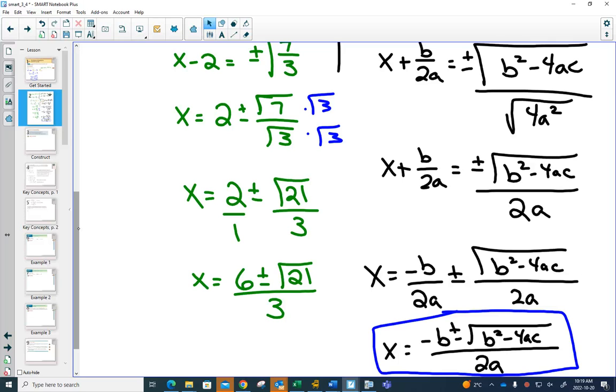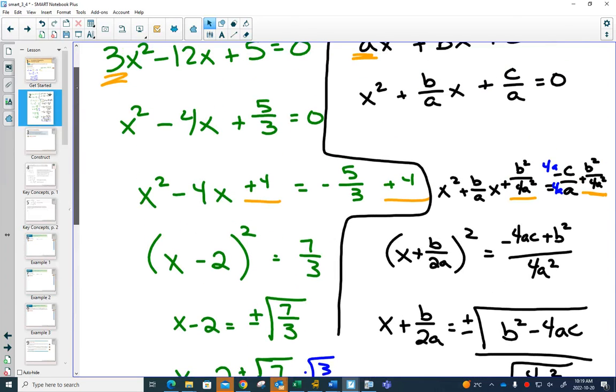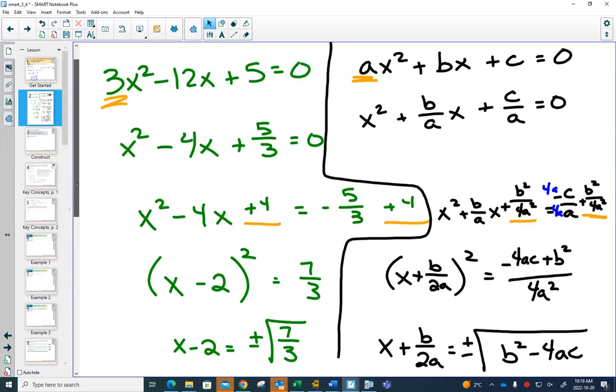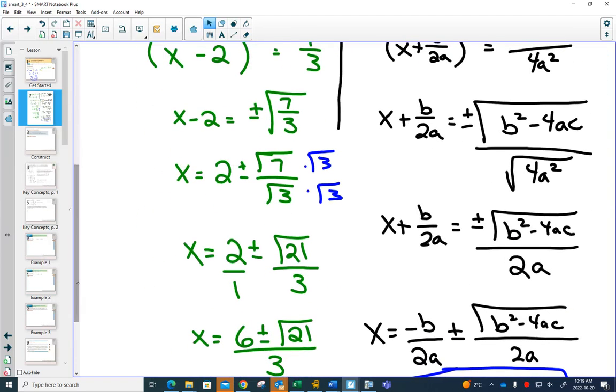And what it allows you to do is you can now, with this formula, start with a question up here, skip all the completing the square steps and get to an answer immediately. You see how powerful that would be?